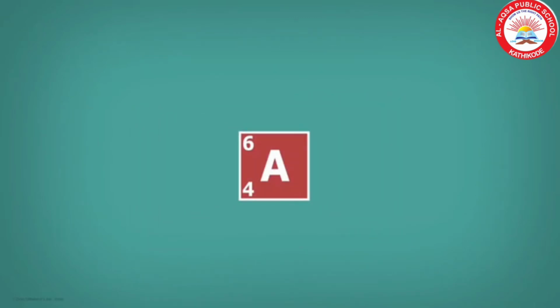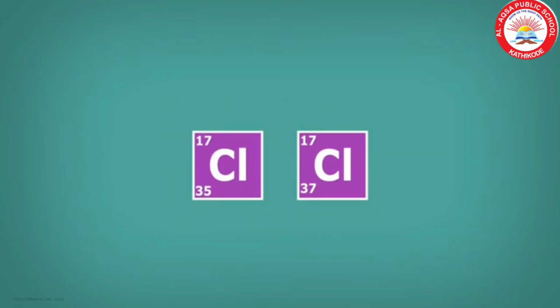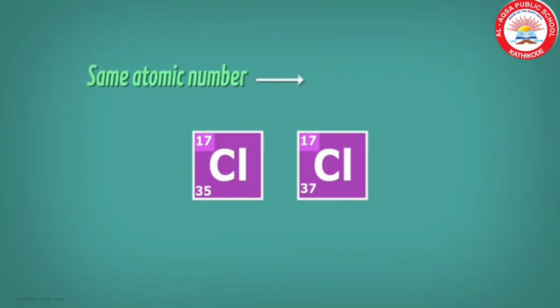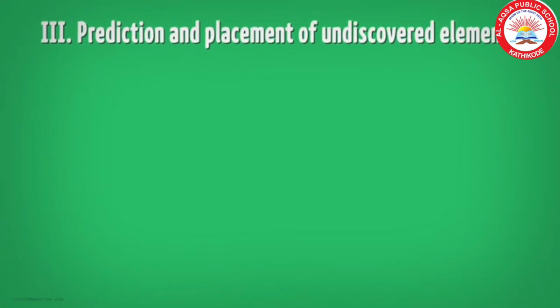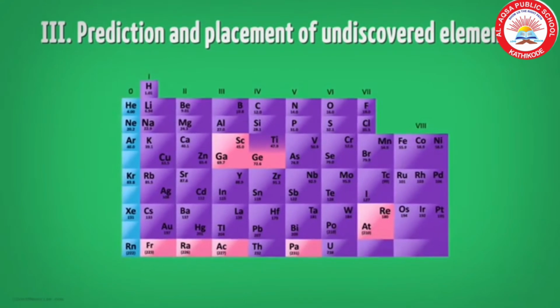Now let us discuss one example. Here one element is A and it has 3 possible isotopes. For example, we can take chlorine. Chlorine, its atomic number is same but they have different mass number, that is 35 and 37. So how can we place this one? We can place these chlorine together. And third limitation is prediction and placement of undiscovered elements.